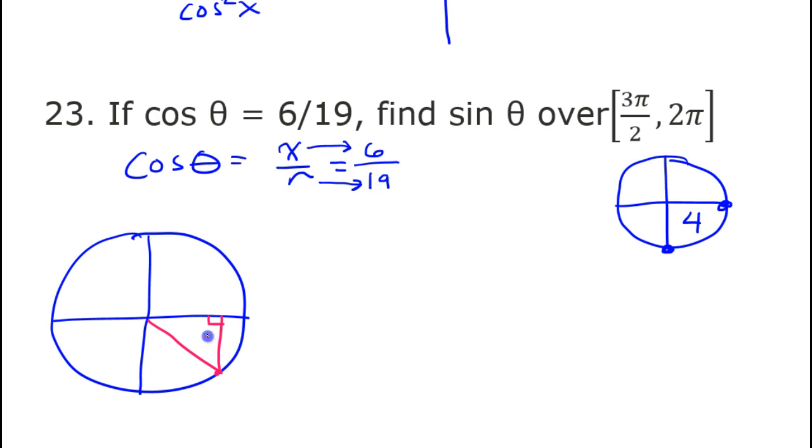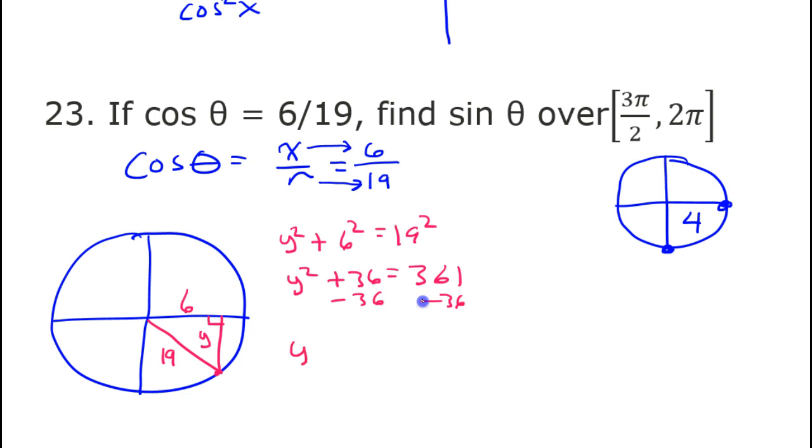So the radius is 19. The x value is 6. And now I need to find the y value. To do that, I will once again do the Pythagorean Theorem. So y squared plus 6 squared is equal to 19 squared. So y squared plus 36 is equal to 361. Then I'm going to subtract 36 from both sides, so y squared is equal to 325. Then I'm going to take the square root of both sides.